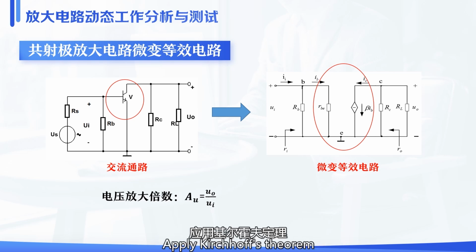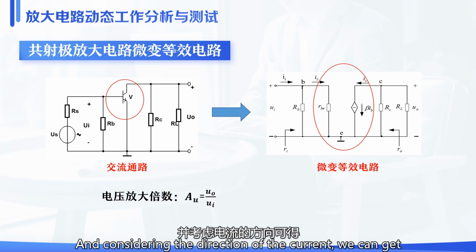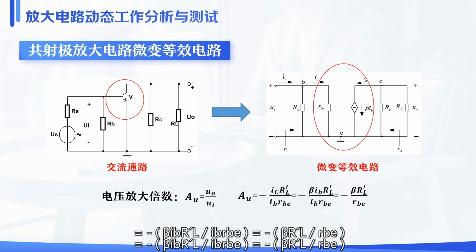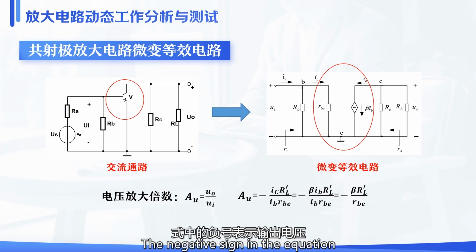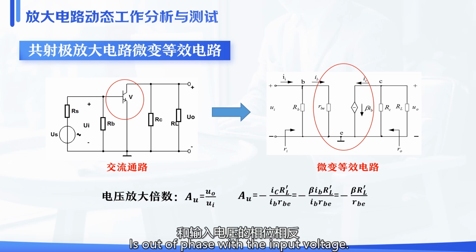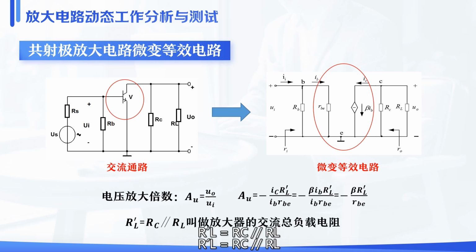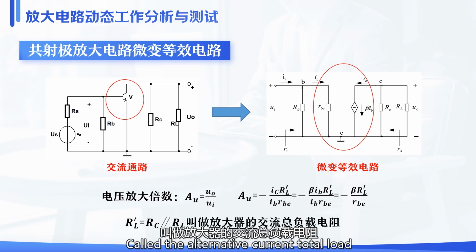For the figure, apply Kirchhoff's theorem, and considering the direction of the current, we can get Au equals minus IcRL' divided by IbRbe, which equals minus beta RL' divided by rbe. The negative sign in the equation indicates that the output voltage is out of phase with the input voltage. The common emitter amplifier circuit is an inverting voltage amplifier. RL' equals Rc parallel RL, called the alternating current total load resistance of the amplifier.